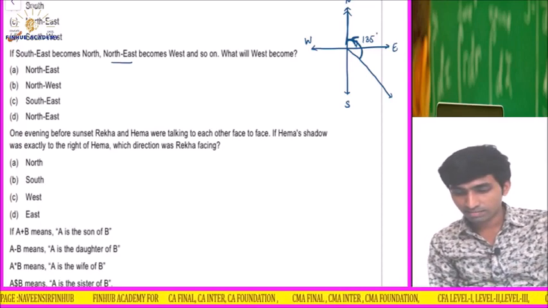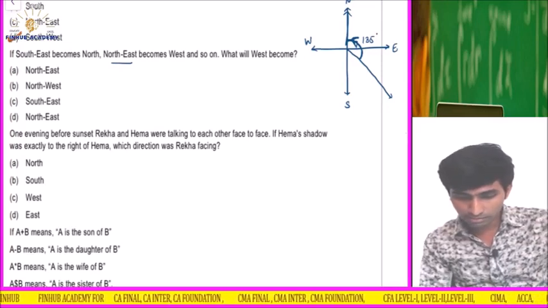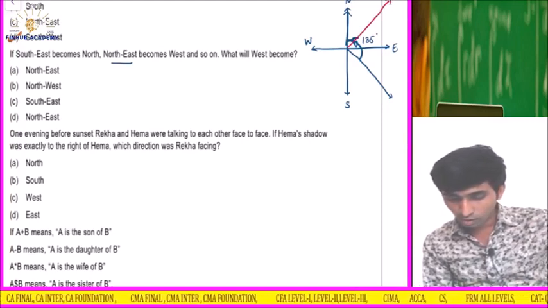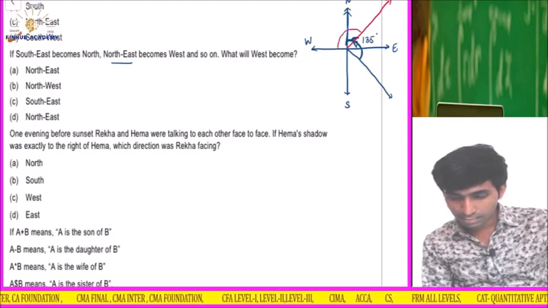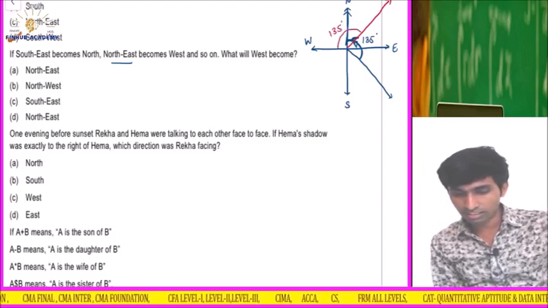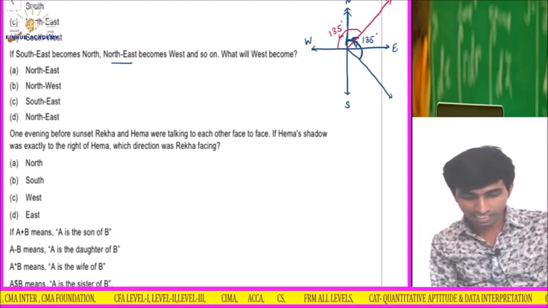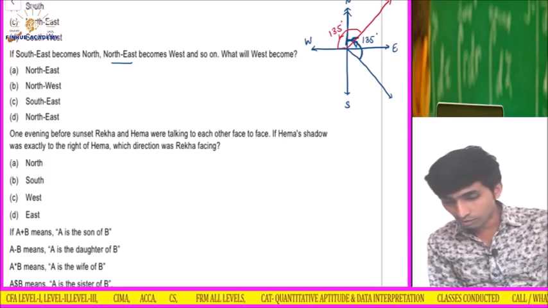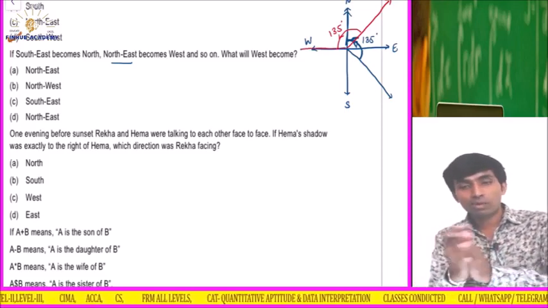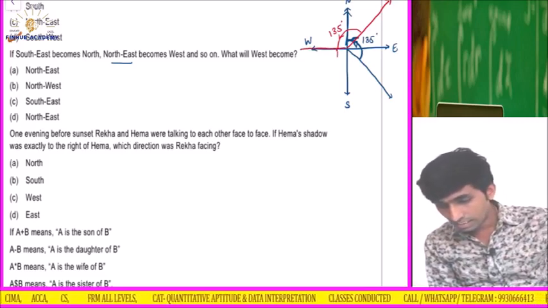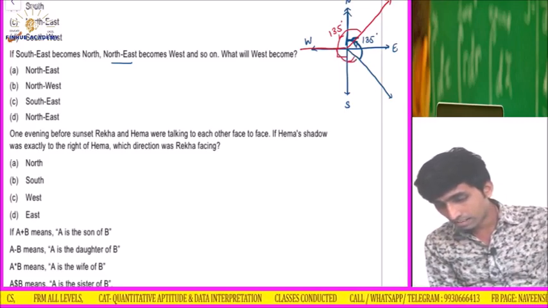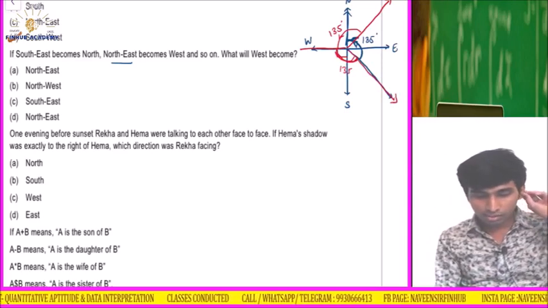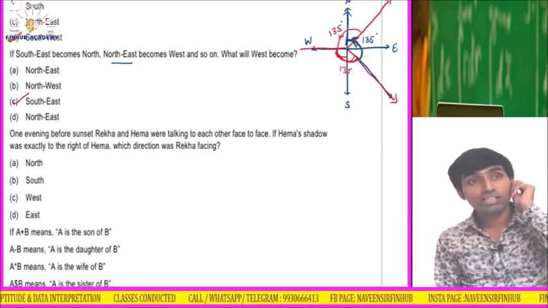Northeast becomes west. If this is my northeast, let me take a different color of pen. This is northeast, it becomes the west. So this is 45 degrees plus this 90, it is 135 degrees one more time. 135 degrees anti-clockwise, again 135 degrees anti-clockwise. What will west become? If you are facing here, I am turning 135 degrees. So west is 90 plus this. This angle is how much? 135 degrees. So this is which direction? Southeast. So answer is C, southeast. Understood?